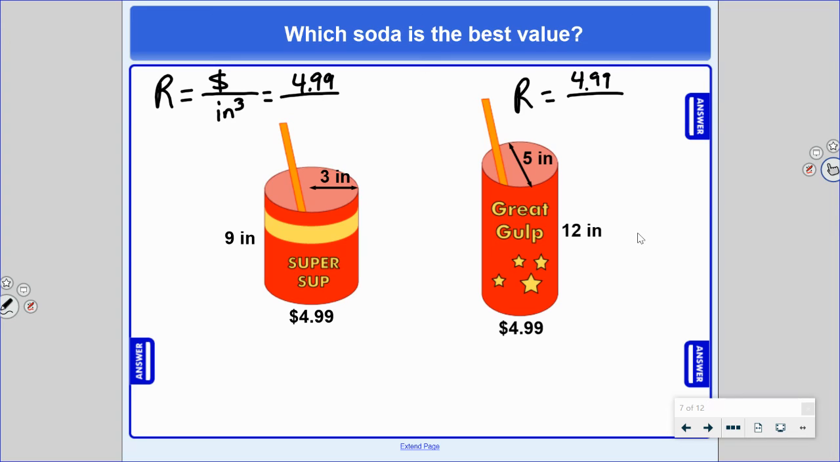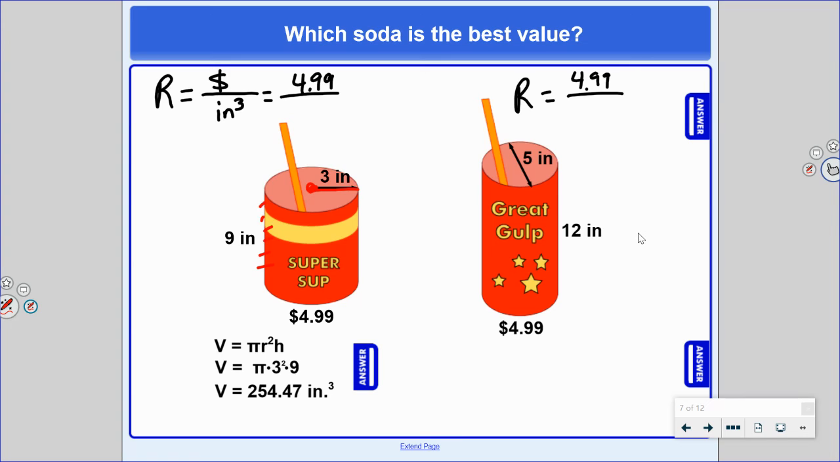Example 1 on the left, or maybe I should say example 3, I don't care what example you call it. Multiply pi times radius squared times height, where the radius is, of course, a measure of 3 inches, and the height is 9 inches tall. If you were to do that, you would find a volume of approximately 254.47 cubic inches.